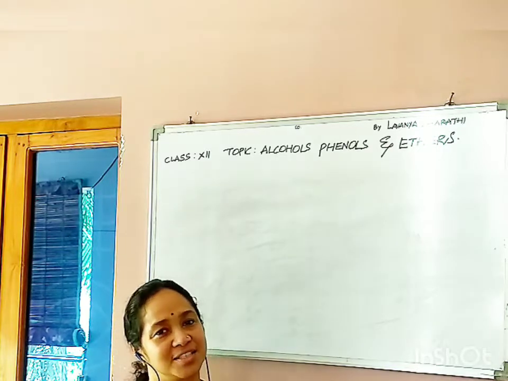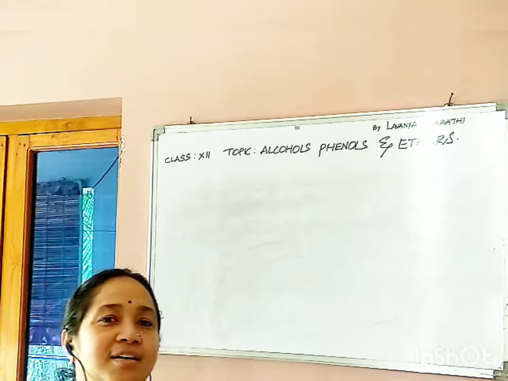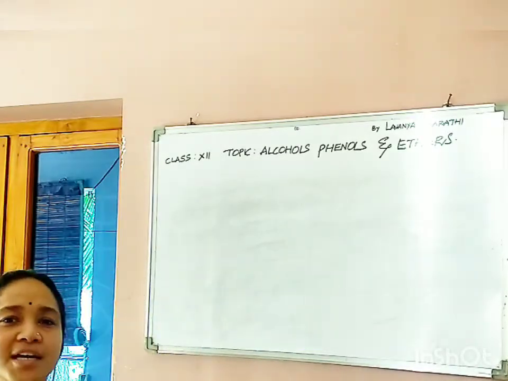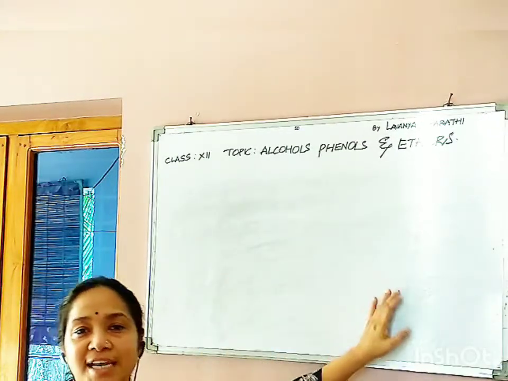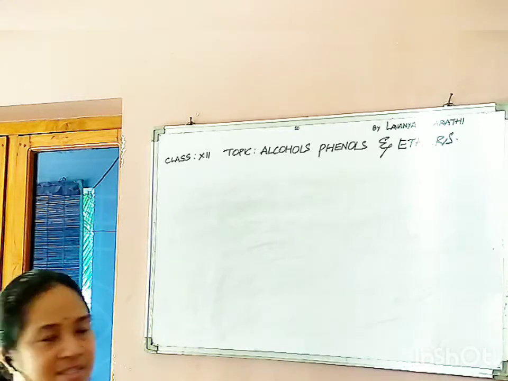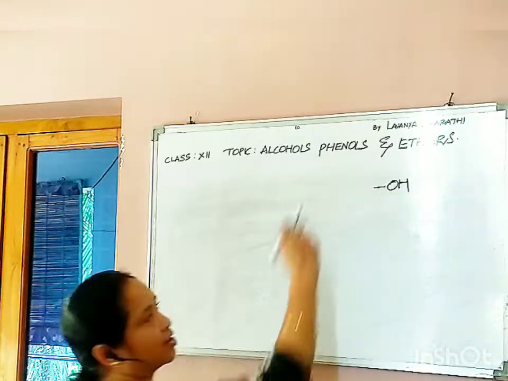Today, in our last class when we were in school, we were discussing haloalkanes and haloarenes. Today I am going to teach you a new topic: alcohols, phenols and ethers. These are also called hydroxyl compounds. Hydroxyl means the functional group OH is connected to alcohols and phenols.